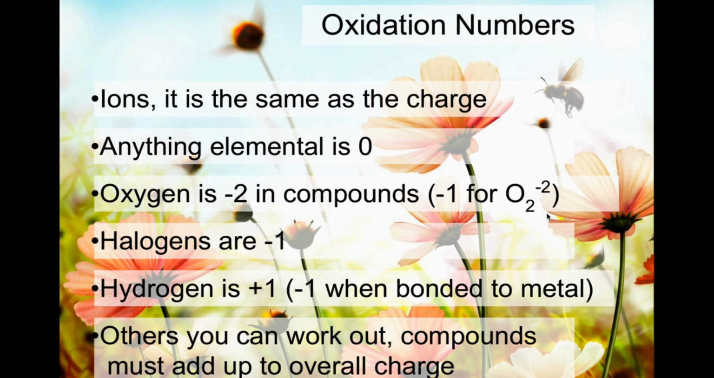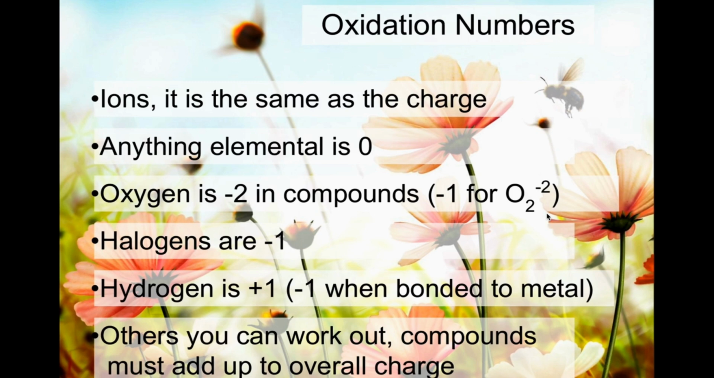And then hydrogen is +1, but it's -1 when bonded to a metal. And then the others you could work out, since the compounds, however, do add up to the overall charge of the compound. So like if you have, for example, MnO4 minus, right? Manganese O4 minus, which is actually what we're gonna do for example.